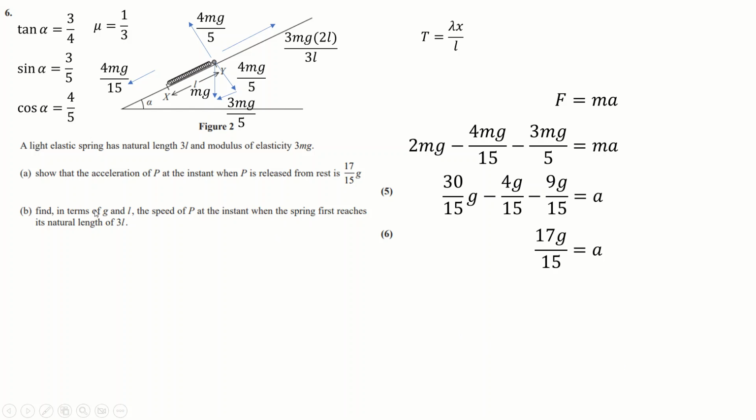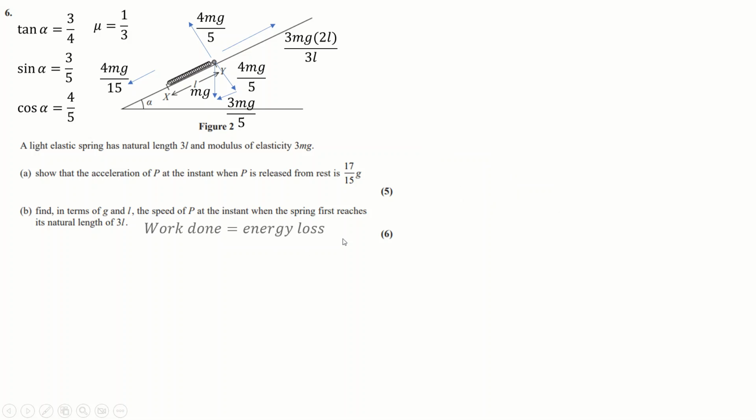Good. Find in terms of g now the speed of p the instant the spring first reaches its length 3L. Now I knew that this was to do with the work energy equation, mostly because we haven't done it yet. FM1 is really nice in that it just asks you the same things over and over again. We haven't been asked about work energy yet, so it's going to be about that.